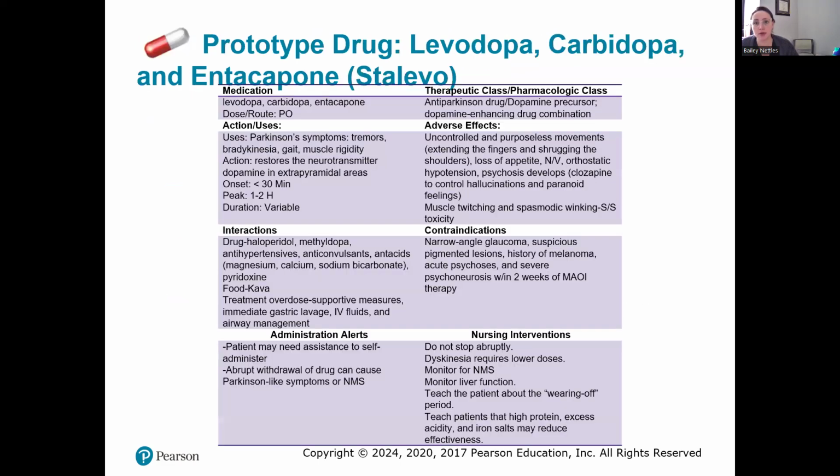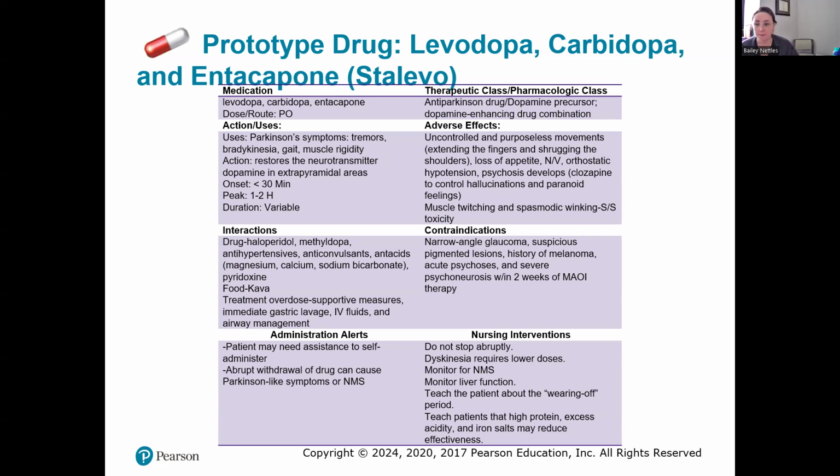So this combo drug is all three: levodopa, carbidopa, and entacapone. It's only PO. It's for the Parkinson's symptoms. It doesn't prevent Parkinson's, doesn't treat or cure it. But it helps with the tremors, the bradykinesia, the shuffling gait, and muscle rigidity. So it restores the neurotransmitter dopamine in the extrapyramidal areas.